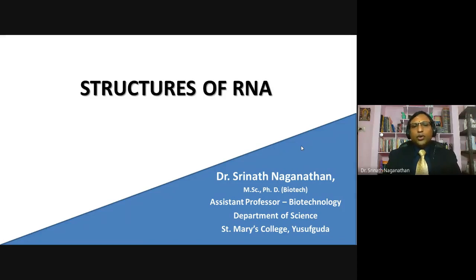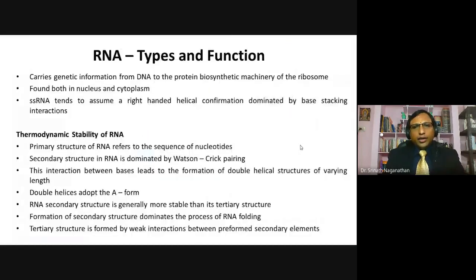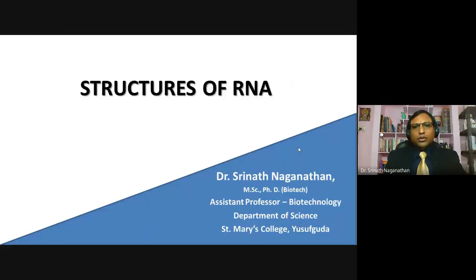In today's session, we are going to see about RNA as genetic material and the different structures of RNA. RNA types and functions: it carries the genetic information from the DNA to the protein biosynthetic machinery of the ribosome. During the transcription process, DNA is transcribed to form RNA. This process is actually called heterocatalysis. RNA is found both in the nucleus and in the cytoplasm.